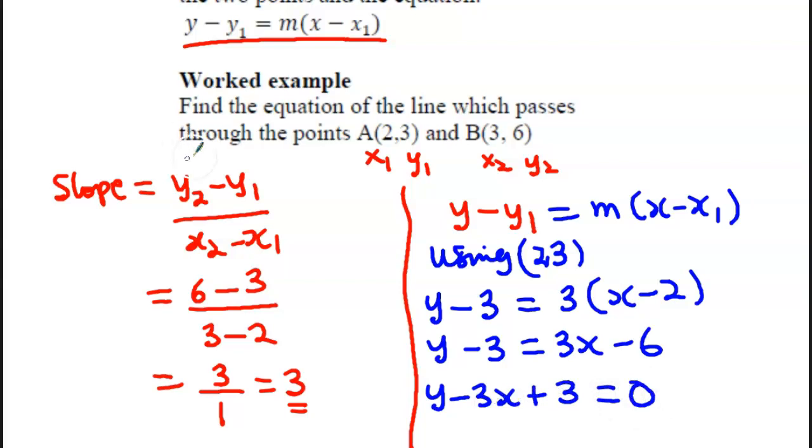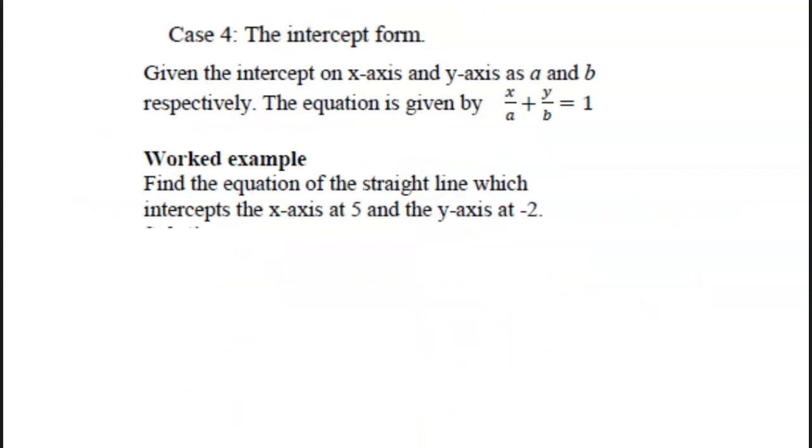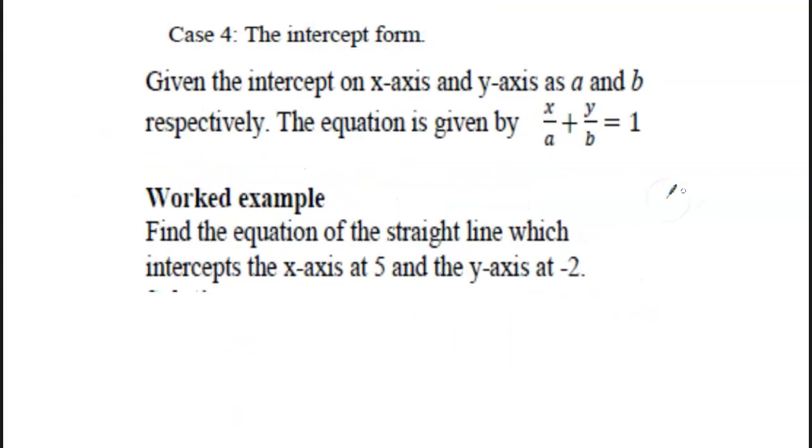Let's look at the last case, which is the intercept form. When you say intercept, assuming that you have an xy plane, this is your x, this is your y, and you have a line which cuts y and at the same time x. Where it cuts the x-axis, let's represent it by A. Where it cuts the y-axis, let's represent it by B. If you have this situation, then the equation will be x over the intercept on the x-axis plus y over the intercept on the y-axis is equal to 1.